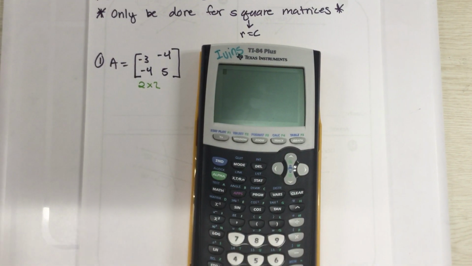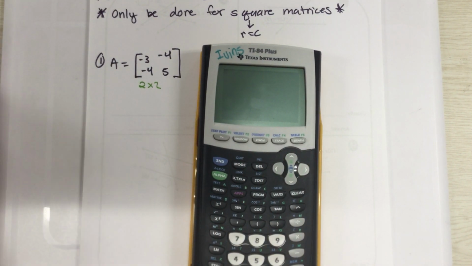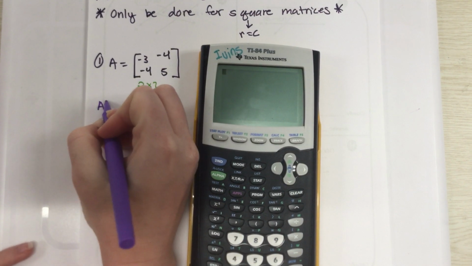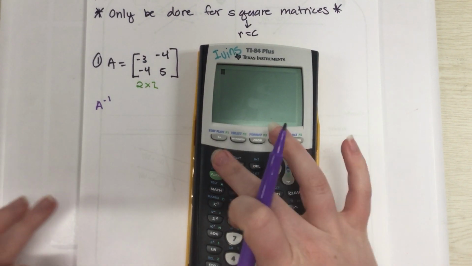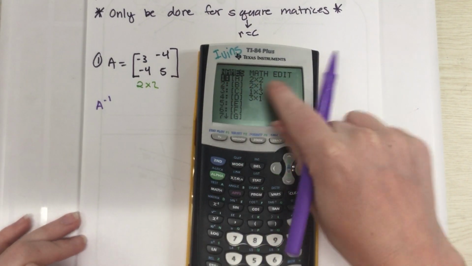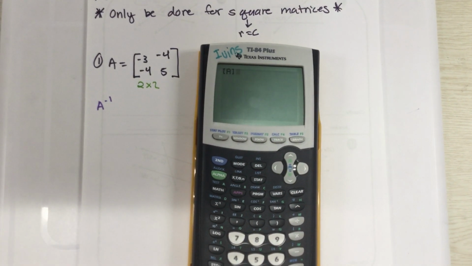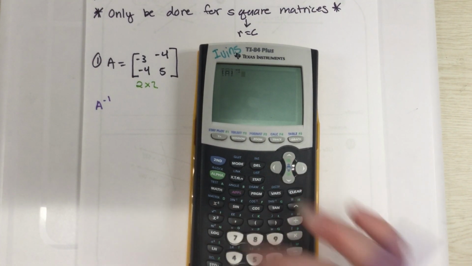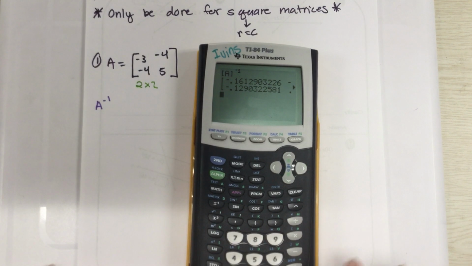We want to find the inverse and the determinant. So here we go. We want to find A to the -1. So we're going to hit second matrix, and I'm not going to edit this one. I just want to use what I just typed in. So I'm going to use A. I'm going to type in -1 right there, and it will give me my answer.